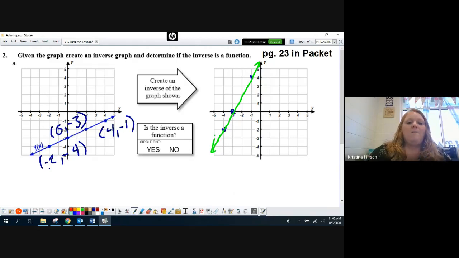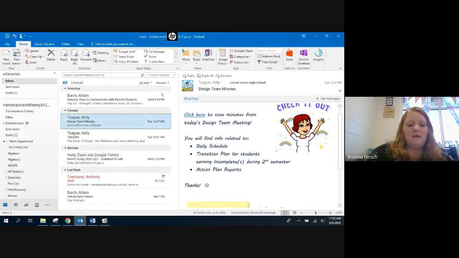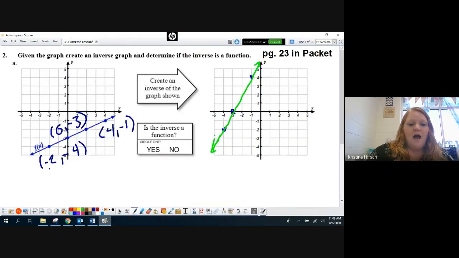All right. Now, that's the inverse, but the question here says, well, is that inverse a function? So I want to remind you from Algebra 1, in order to test whether or not it's a function in general, the easiest way that you can do that with a graph is to use the vertical line test. So if I did the vertical line test and I went through and drew a line, I'm trying to make sure.